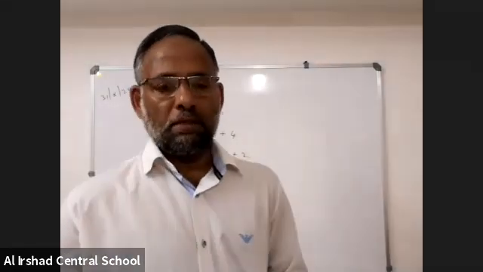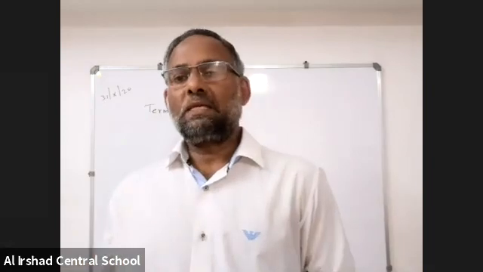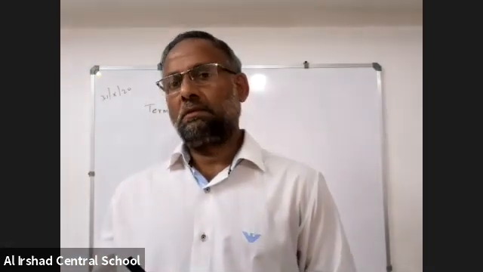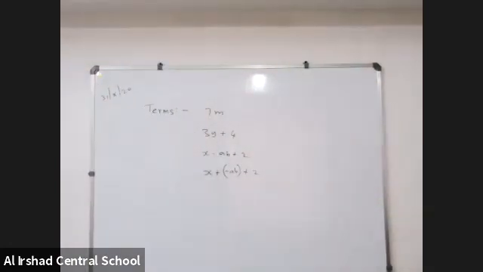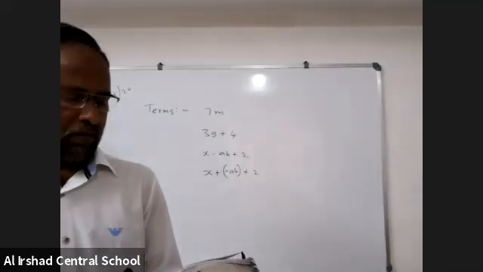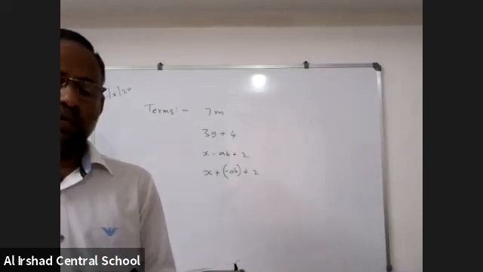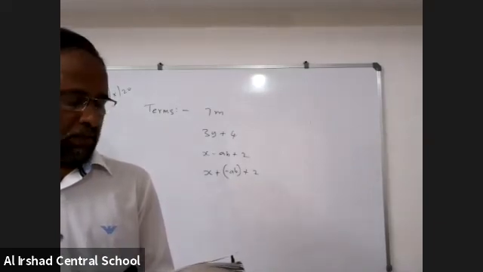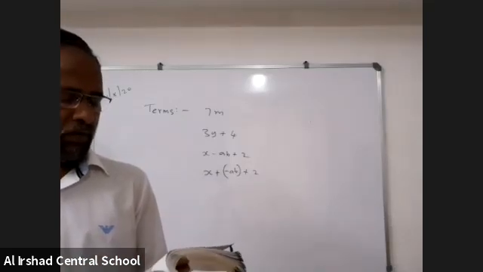That means algebraic expressions are formed by terms. First thing, terms. Terms are added to form expressions. Underline that, all of you. You can see 4x plus 5. This expression is made up of two terms, 4x and 5. Terms are added to form an expression.